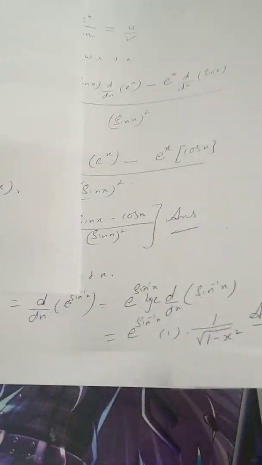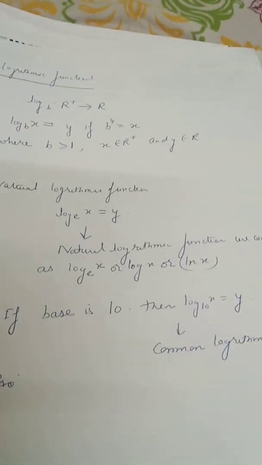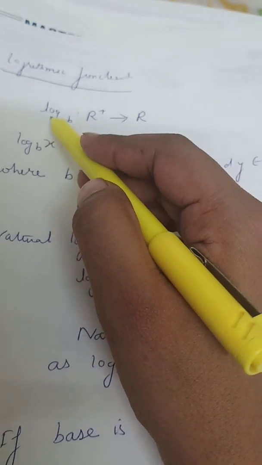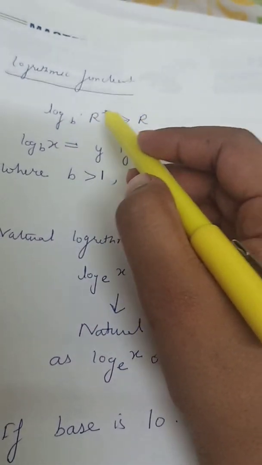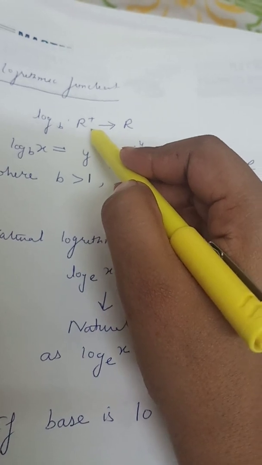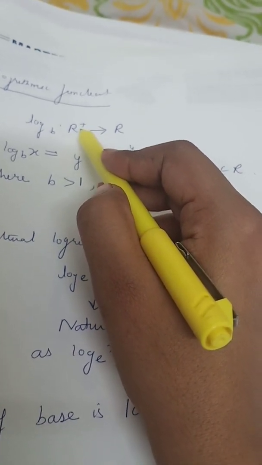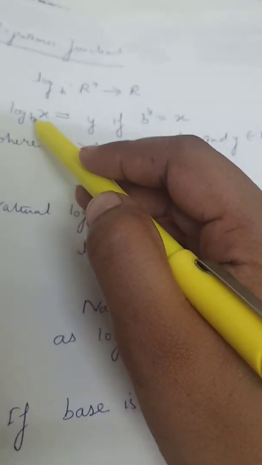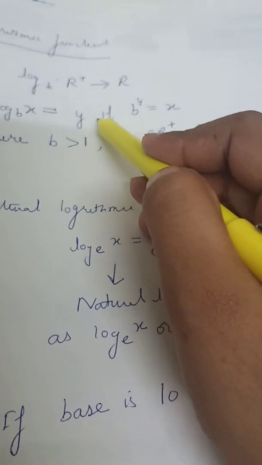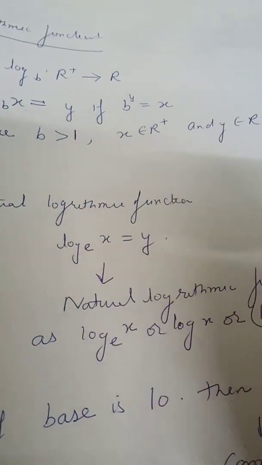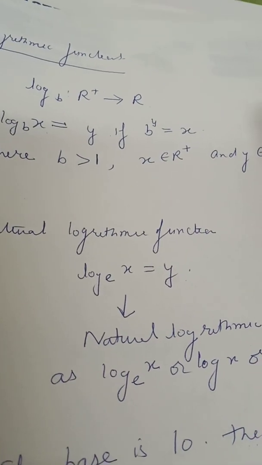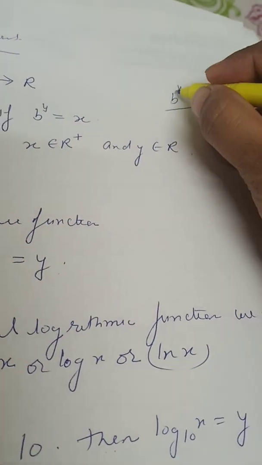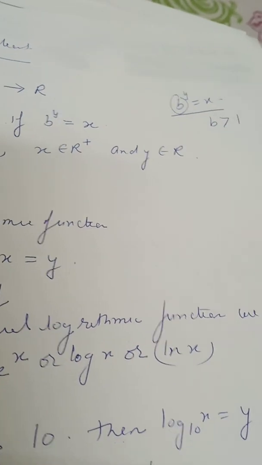Now we will do logarithm functions. For the logarithm function, firstly we will define it, where b is the base, the domain is the positive numbers and the range is R, and it is defined as log base b of x equal to y if b to the power y equal to x. b to the power y equal to x, this is the exponential function. Here we assumed that b should be greater than 1.